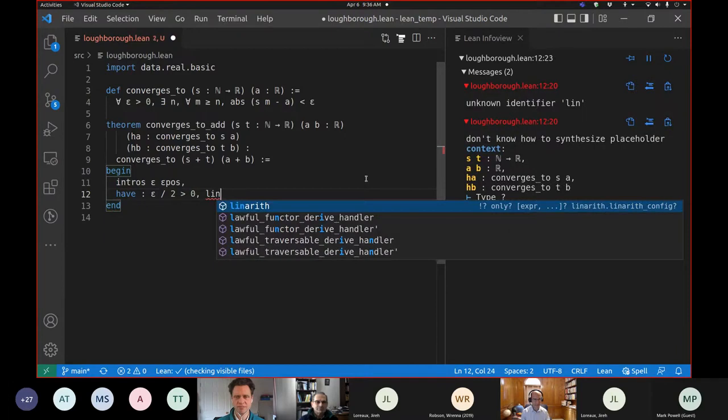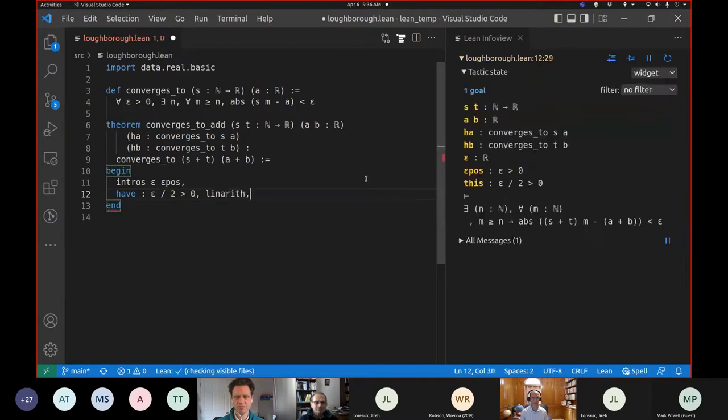Okay, and this Lean can do automatically, so we'll let it do that. And so this is a have with the colon, not the colon equal. This is the colon have. I didn't give a name to this fact, so Lean just gave me the name this, so I can refer back to it as this. But I've just proved that epsilon over 2 is greater than 0, and so now I can use it in the rest of the proof.